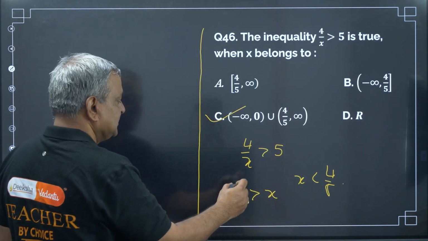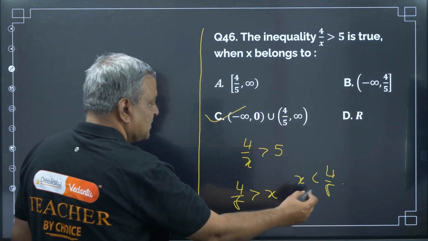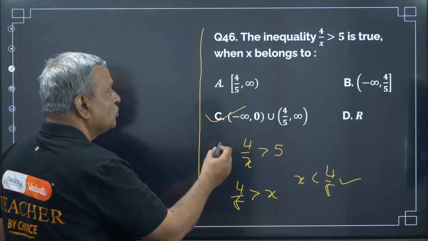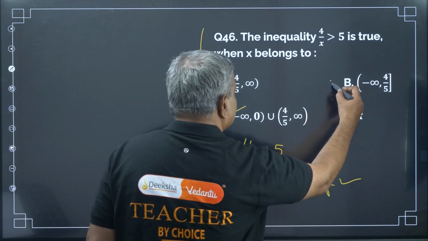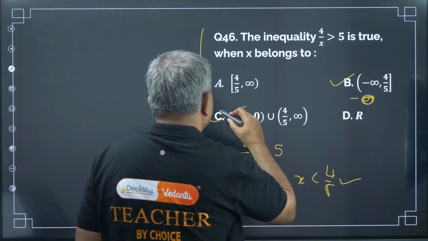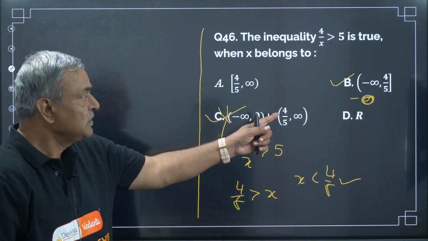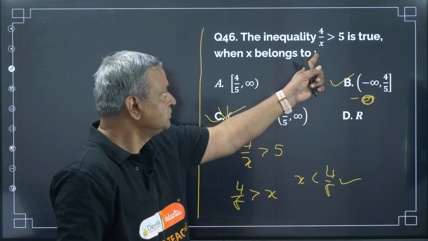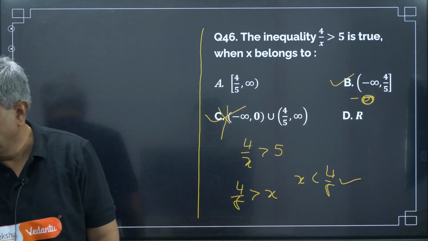Perfectly correct. 4 by x, 4 by 5 is greater than x. 4 by 5 means x is less than 4 by 5. So minus infinity we have to not take. So option B is correct, but you have to remove 0. You have to remove 0. So minus infinity to 4 by 5, but x equal to 0 can't be taken. So 0 is not at all defined.